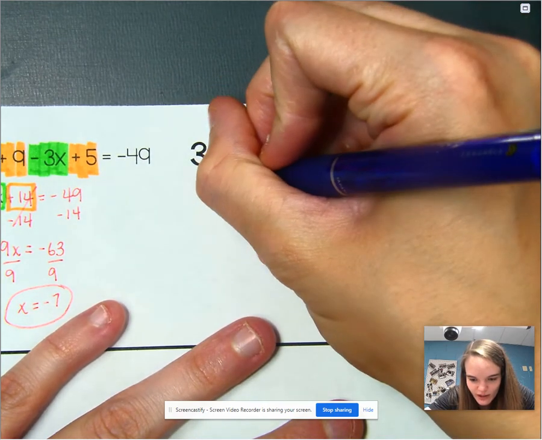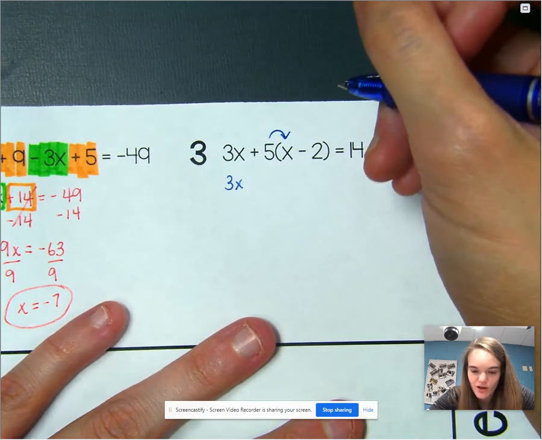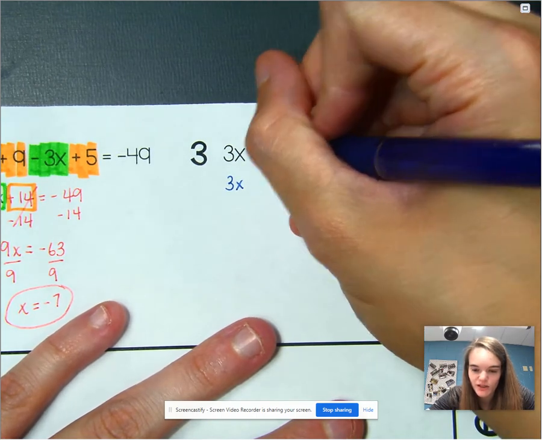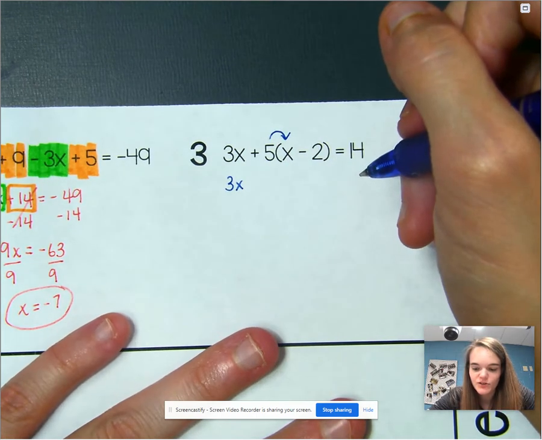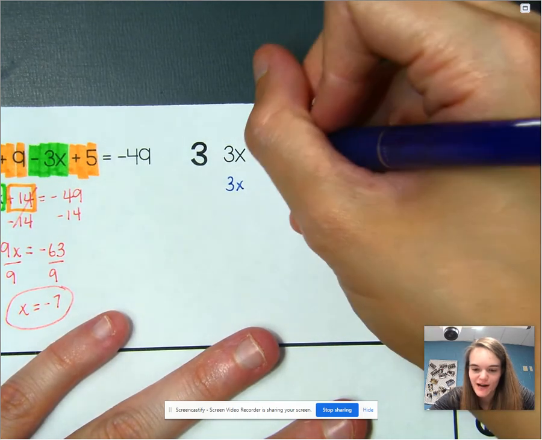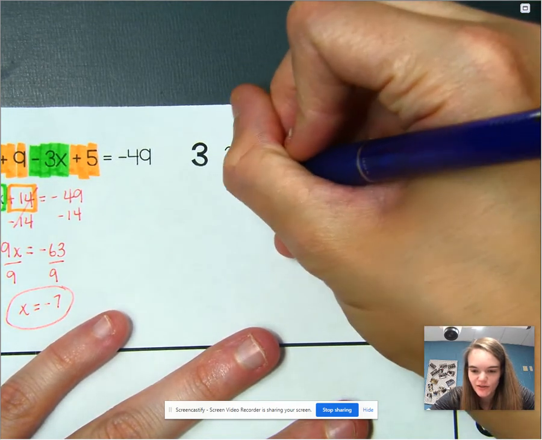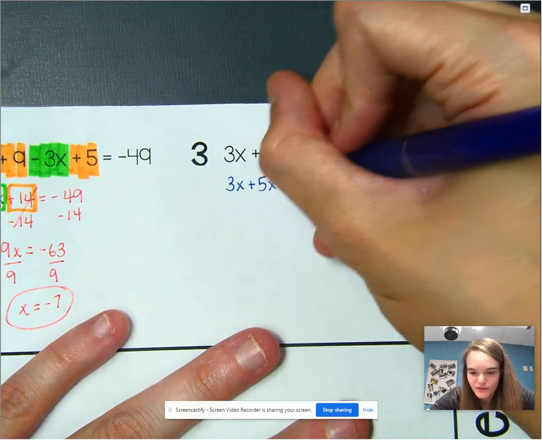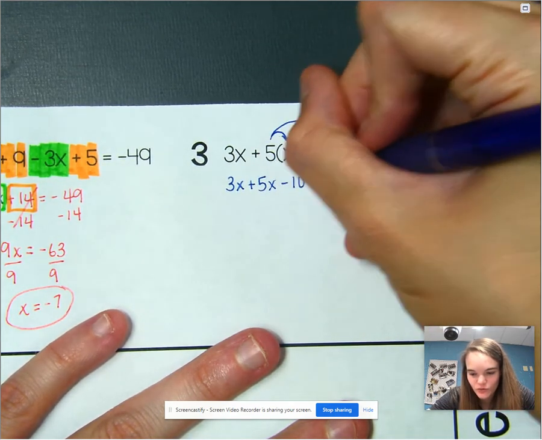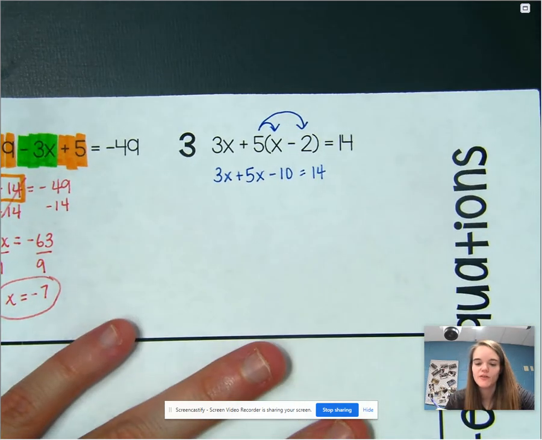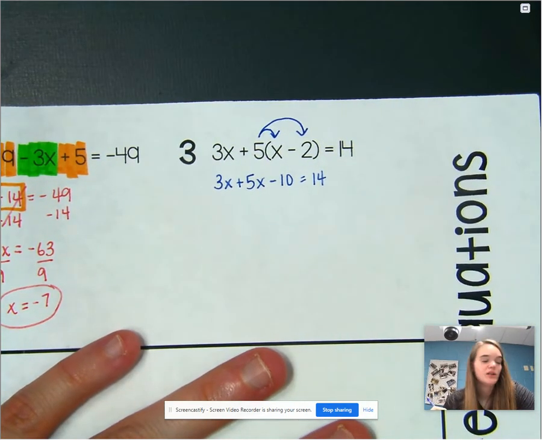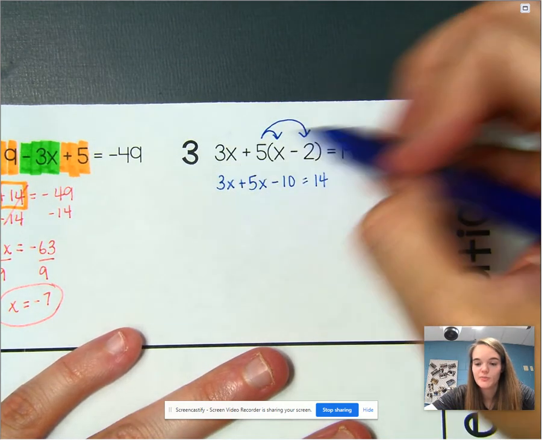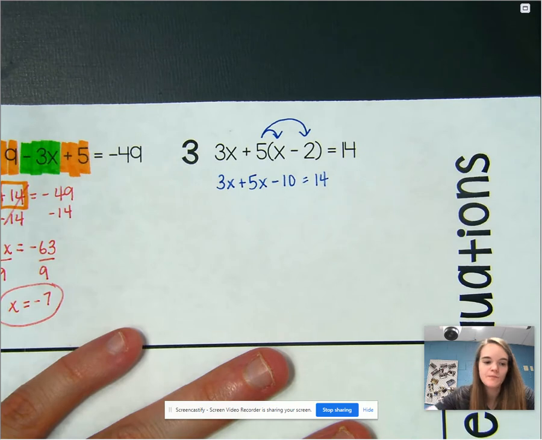We are going to bring the 3x down. The 3x does not matter in this situation yet. We need to take the 5 and multiply it to each term inside of the parentheses. So 5 times x is 5x, and 5 times negative 2 is negative 10, and bring down equals 14. So if there are parentheses, the first thing you need to do is distribute. But this extra piece, if it's in front or behind, it just gets brought down, okay?